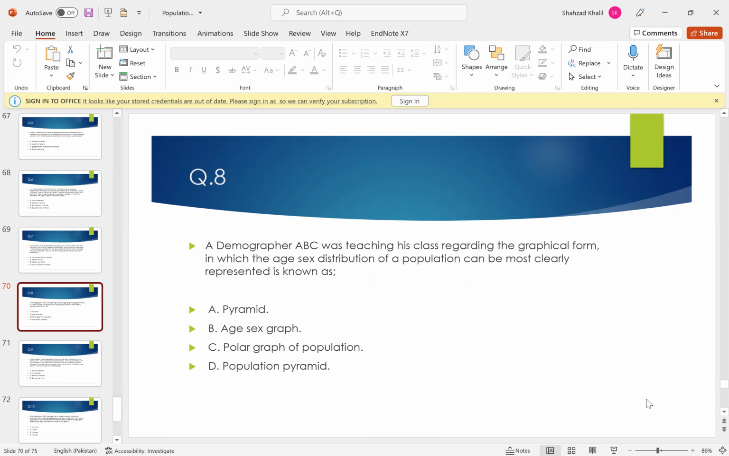A demographer, ABC, was teaching his class regarding the graphical form in which the age-sex distribution of a population can be most clearly presented. Is it known as pyramid, age-sex graph, polygraph of population, or population pyramid? Population pyramid. Yes, the correct answer is population pyramid.